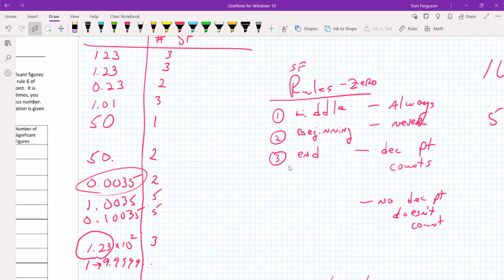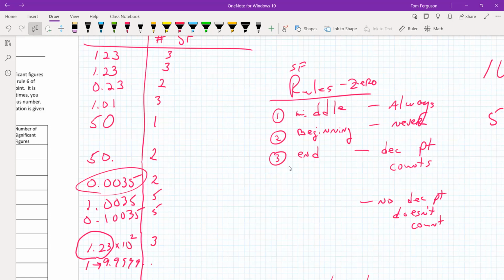Now, that's great if you're in the math department. But in the sciences and engineering, you've got to deal with that number. So they ignore that. And they say, trailing zeros with no decimal point do not count. So the zero at the end does not count. So there's one sig figure. So those are the three rules. Only three. Now, there's some rules when we manipulate numbers through multiplication, division, addition, subtraction.